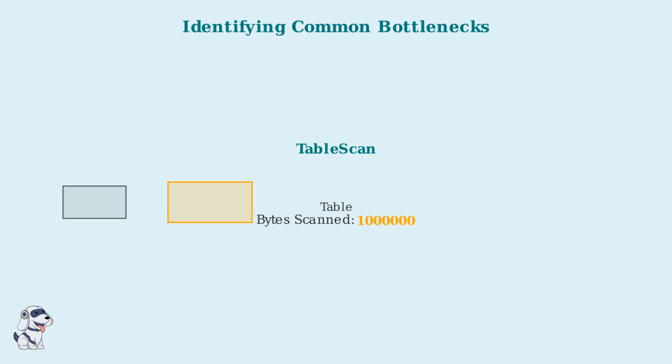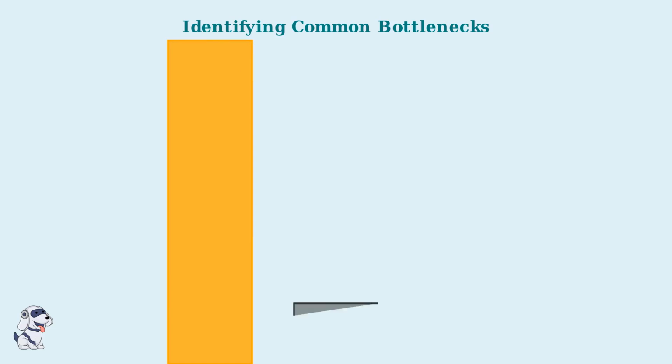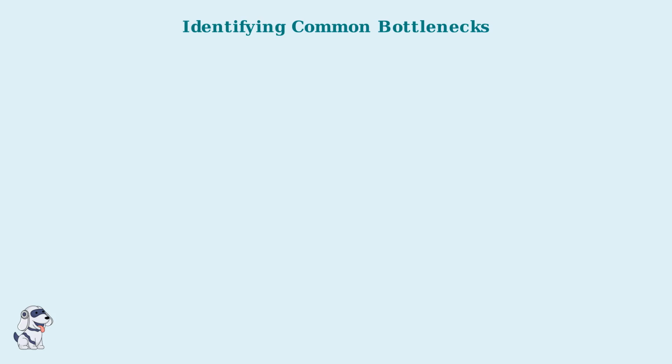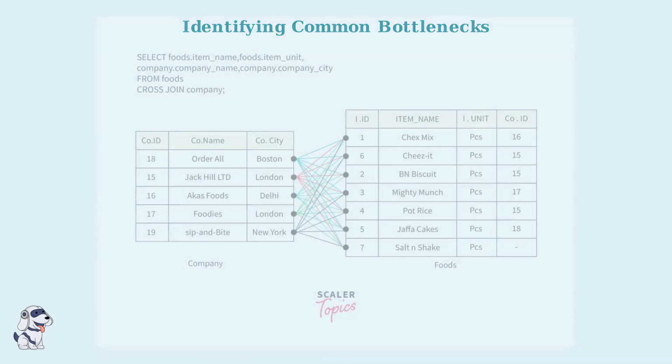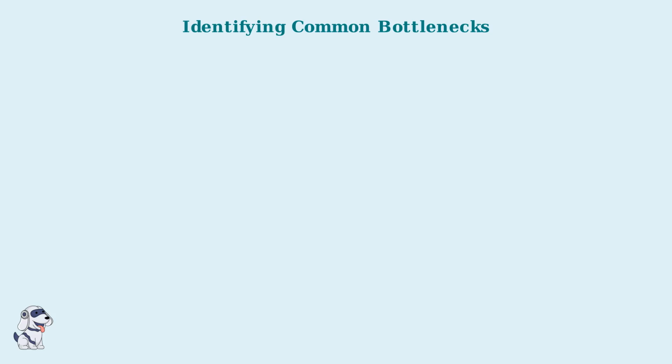A table scan with high bytes scanned might indicate missing micropartitions or inefficient filters. Excessive spillover often points to insufficient memory allocation. Imbalances, where one operator consumes a disproportionate amount of the query time, signal a potential problem. Cartesian joins, where every row from one table is joined with every row from another, are notorious performance killers, easily identified by the massive row counts in the join operator.